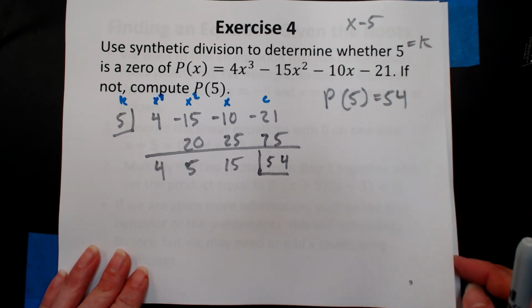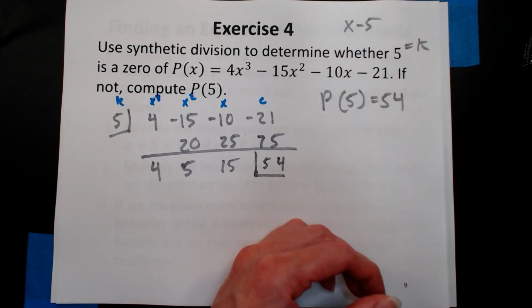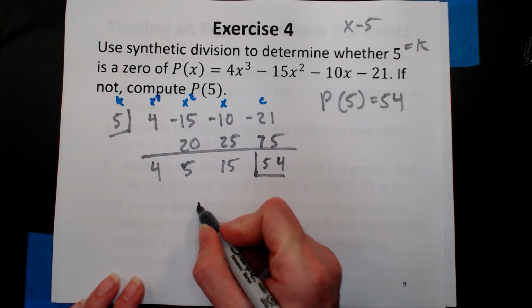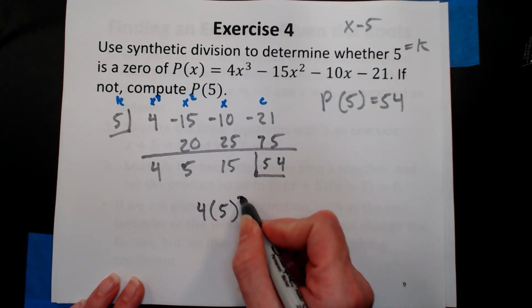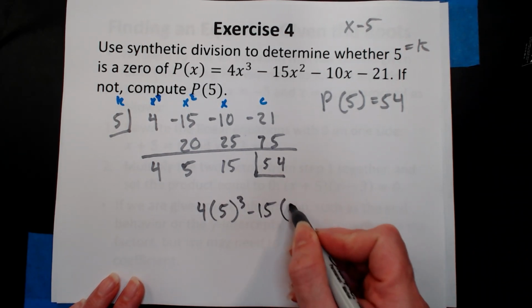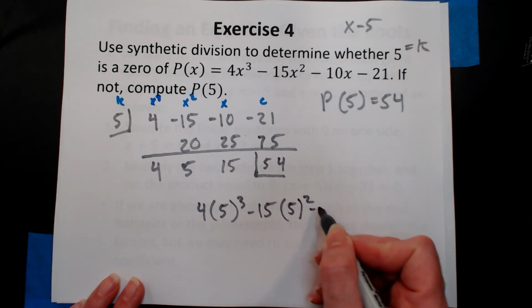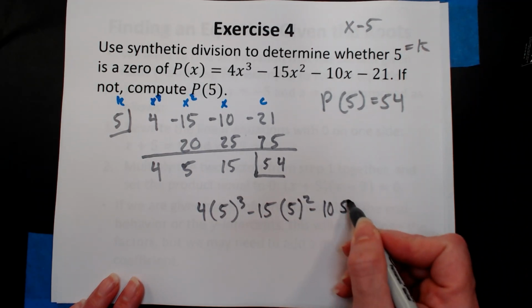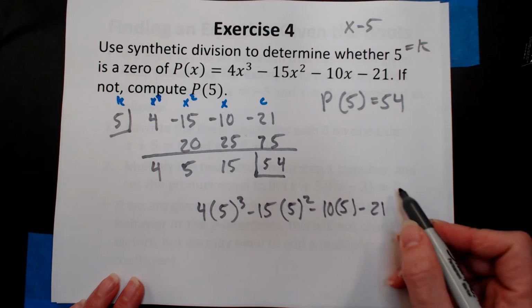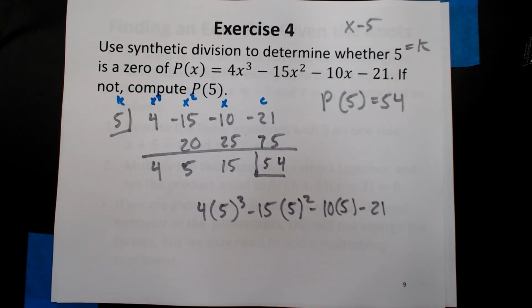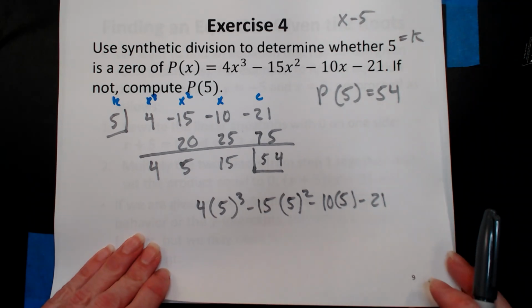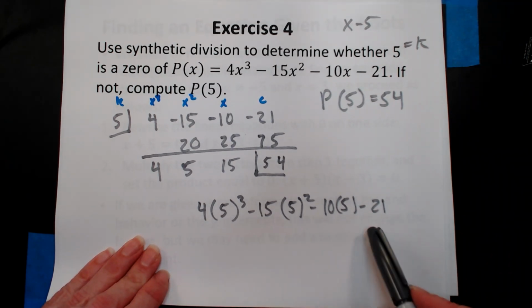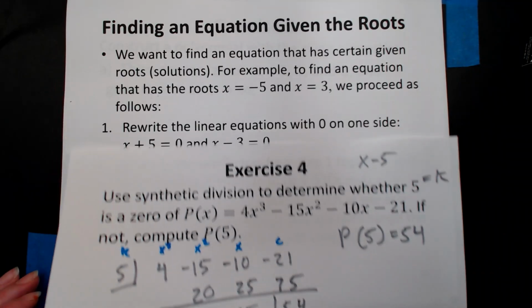Alright, so it wasn't a zero. And like I said, we could have found this out by plugging in 5 to the third, minus 15 times 5 squared, minus 10 times 5, minus 21. We could have figured it out this way, but these numbers would be very, very huge, and then we just get 54 at the end of it.